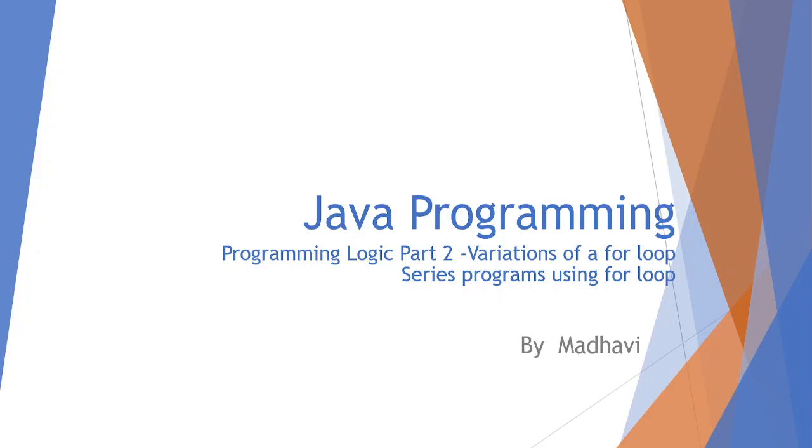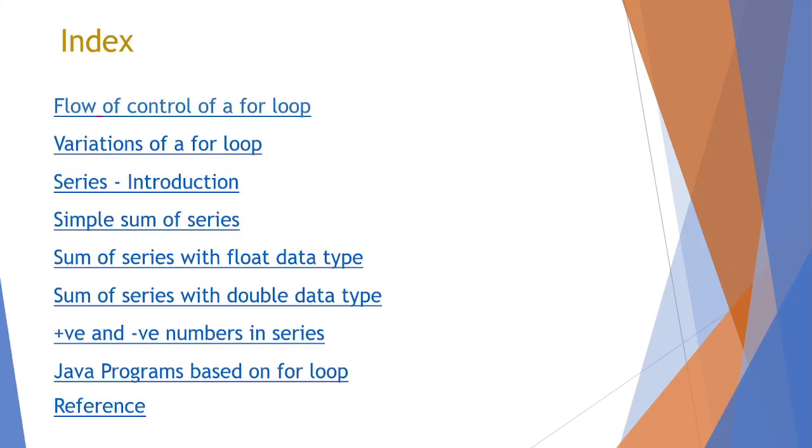In this video, I'll be discussing variations of a for loop and series programs using for loop. Let's see the contents: flow of control of a for loop, variations, series, introduction, simple sum of series with float data type, then double data type, positive and negative sum in the series, then Java programs.